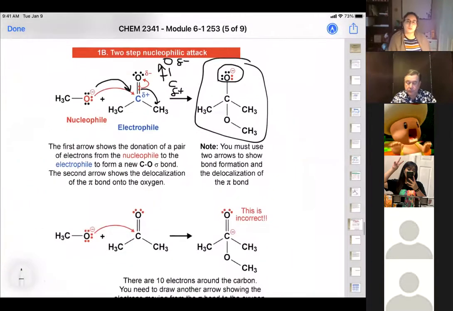Okay, but you'll never form 5 bonds to carbon. You'll never have 10 electrons around carbon. So make sure that when electrons come in on something that already has 4 bonds, you have to break some bond, usually a pi bond or a less stable sigma bond. Okay. All right, questions on that?